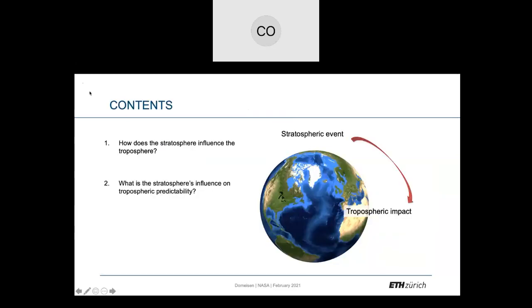The contents of this talk are going to be split into 2 parts. The first part will deal with how the stratosphere actually influences the troposphere, just giving a bit of an overview and some examples. And then in the second part, I'd like to go into what stratospheric influence we can actually use for tropospheric predictability. And it turns out that's not as easy as we had hoped it would be.